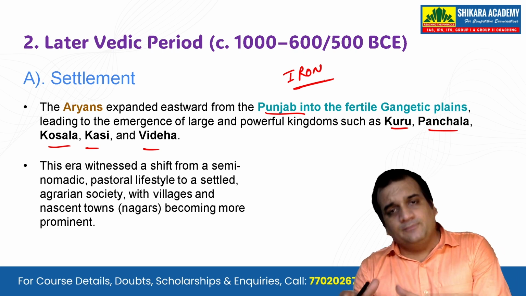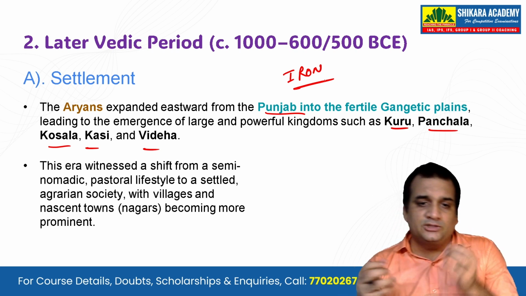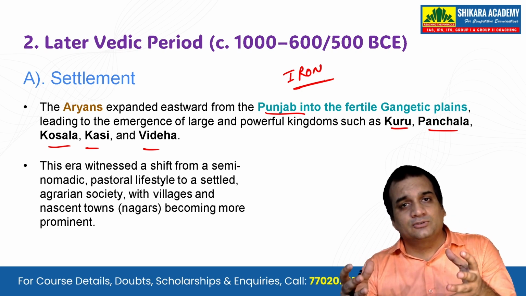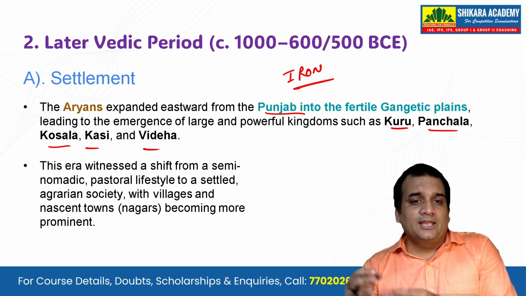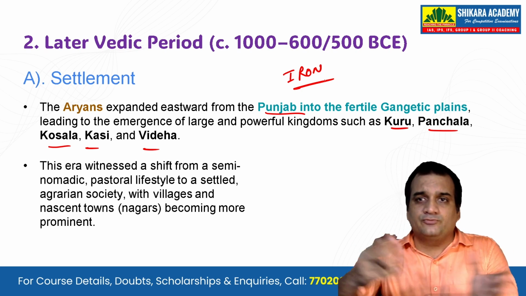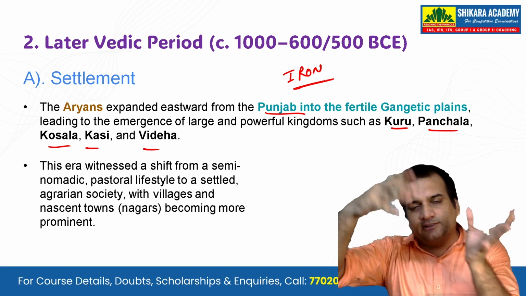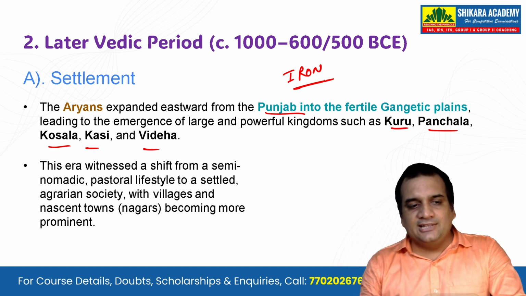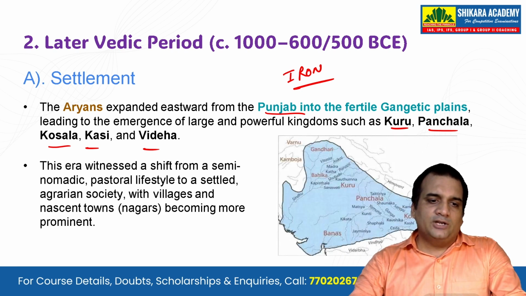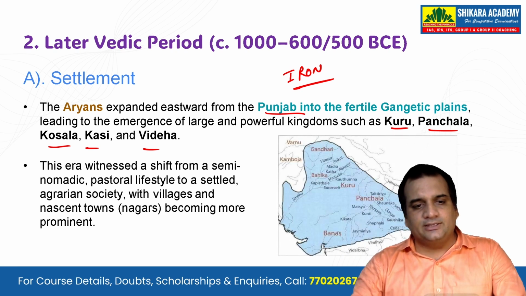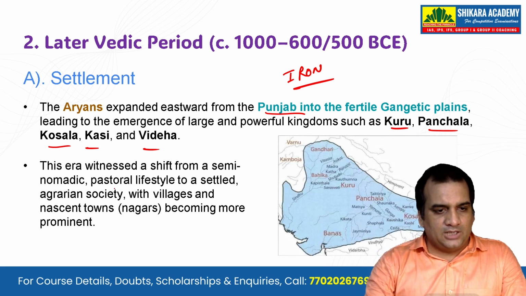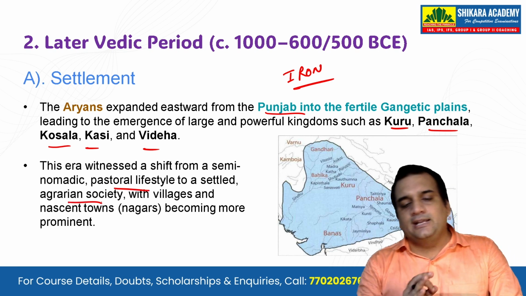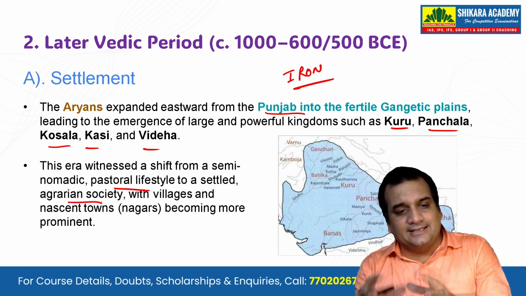So with the help of iron they have created tools, and with those tools they can clear the jungles, the forests. By clearing the forest, they can travel from the Punjab area, from the Sindh area, and come to the Gangetic plains. So what we see is that this area witnessed a shift from a semi-nomadic pastoral lifestyle to a settled agrarian society. So now they are a settled agrarian society.